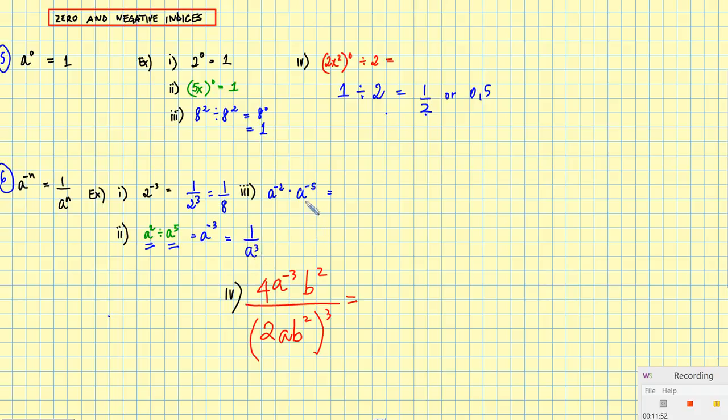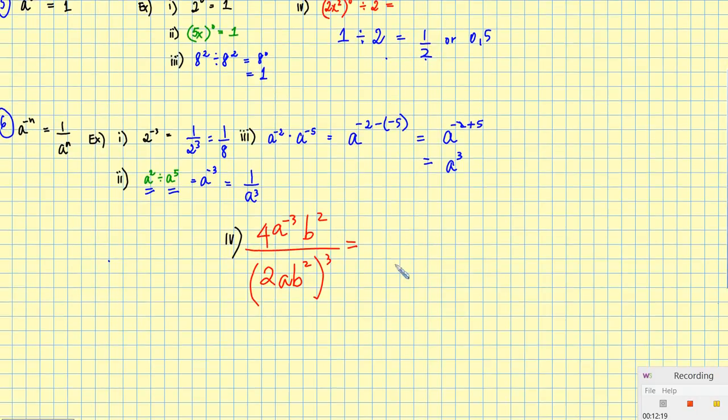Now, if I have a to the negative 2 times a to the negative 5, it's as if I were doing a to the negative 2 minus negative 5, which ends up giving me a to the power of negative 2 plus 5, which equals a cubed. So that goes automatically to a positive. All right, now, let's do one more question here, because they start getting a little bit more difficult.